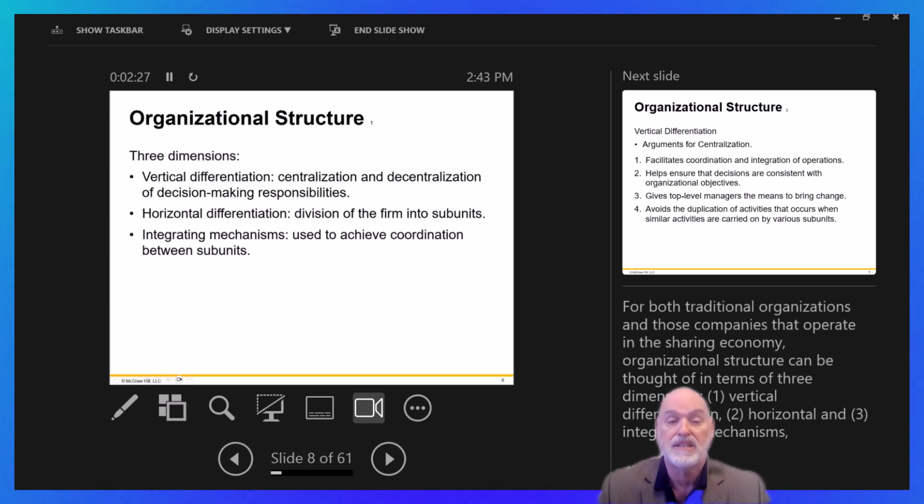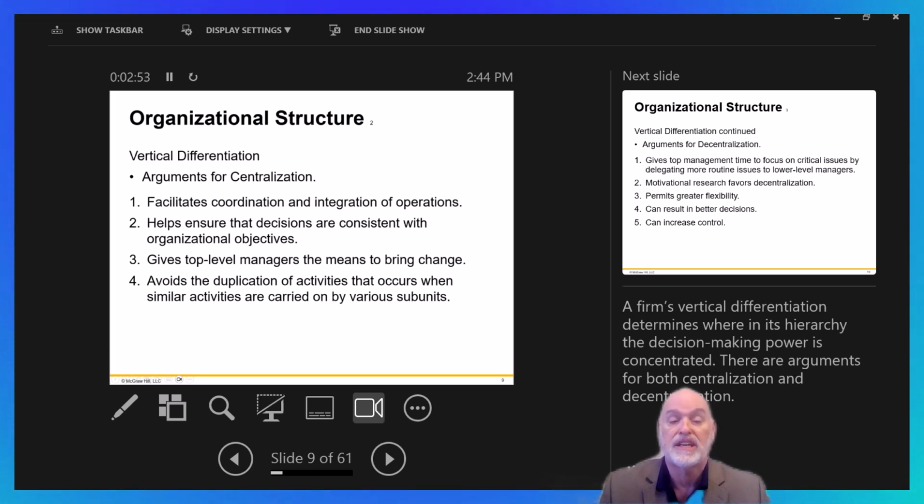There are three dimensions to organizational structure. Number one is vertical differentiation. It's the centralization and decentralization of decision-making responsibilities. Then you have something called horizontal differentiation, and it's the division of the firm into different types of subunits. And lastly, integrating mechanisms are used to achieve coordination between the different subunits.